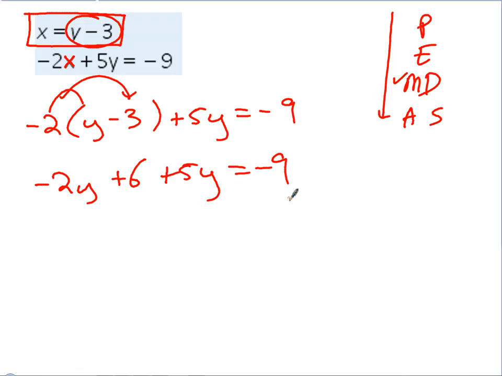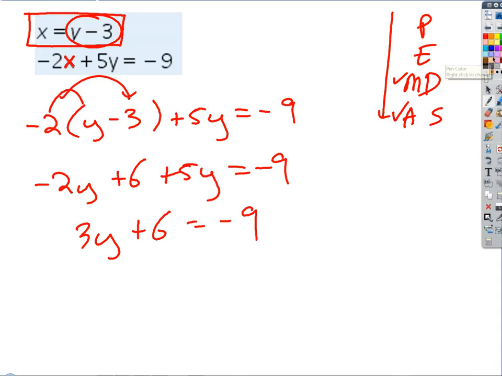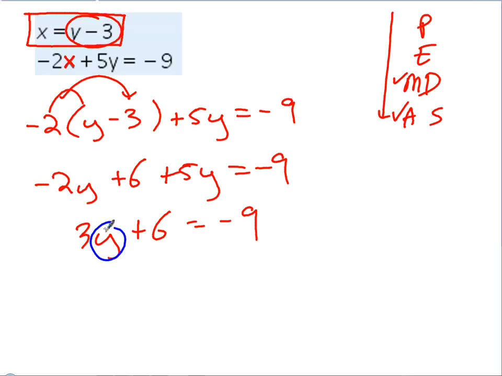Okay, well, I can combine like terms, right? I can add up like terms. -2y plus 5y is 3y. Okay, and now I've got my single variable that I can point to, so I can isolate it. I can just go this direction and get that y by itself. What do I do?